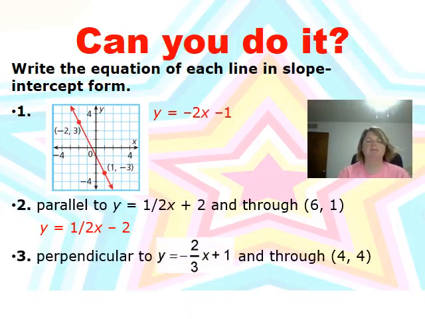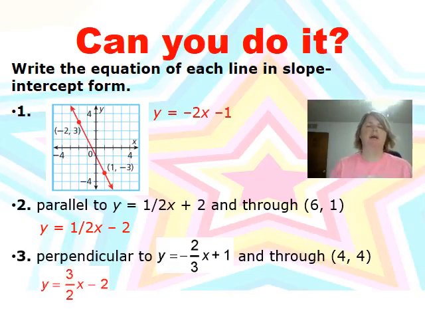One more problem. This one's a perpendicular. So write the equation of the line in slope-intercept form that's perpendicular to y equals -2/3 x plus 1 and passes through the point 4, 4. So stop the video, work it out, and check your answer. So go ahead and stop the video. All right, let's see if you got the right answer. Okay, awesome. So come in and get some help if that didn't work out. If it did work out, nice job.